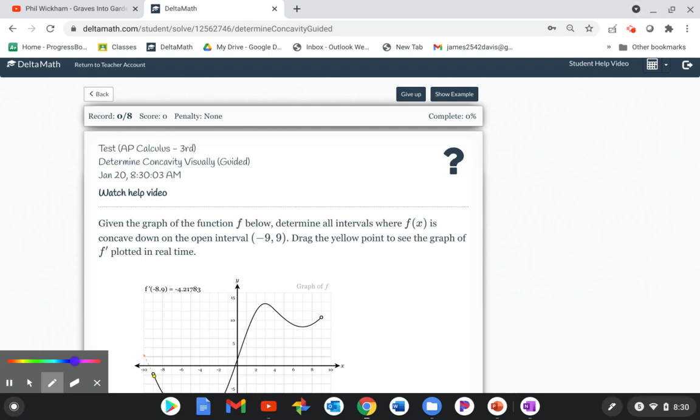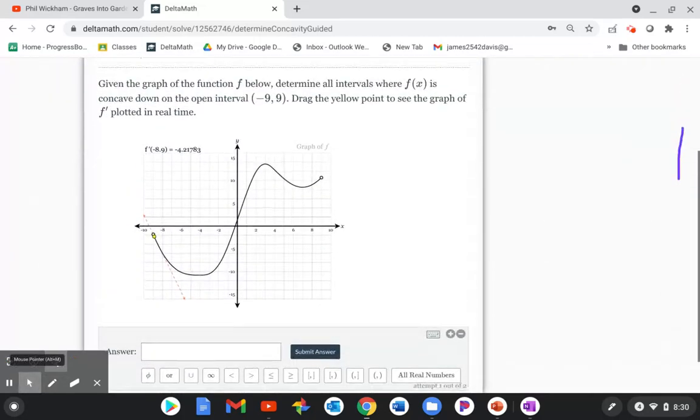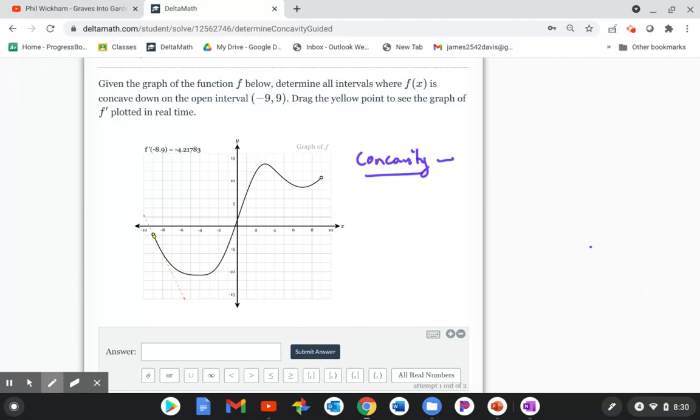Hey guys, in this video we're going to be doing a brief explanation over your assignment on DeltaMath on determining concavity. From the two videos on Edpuzzle, hopefully you were able to get a good understanding of what concavity is. Concavity is basically the shape of the graph. Think of it in that way.